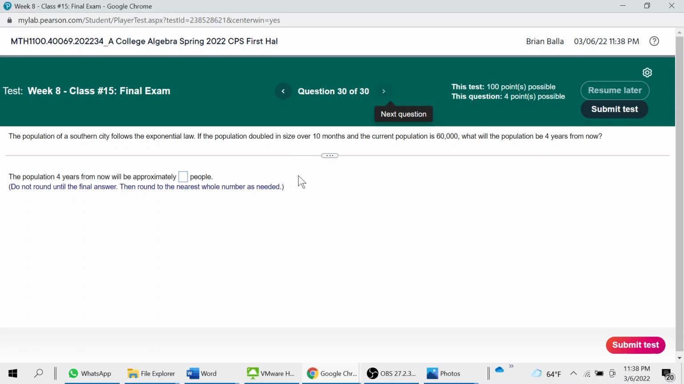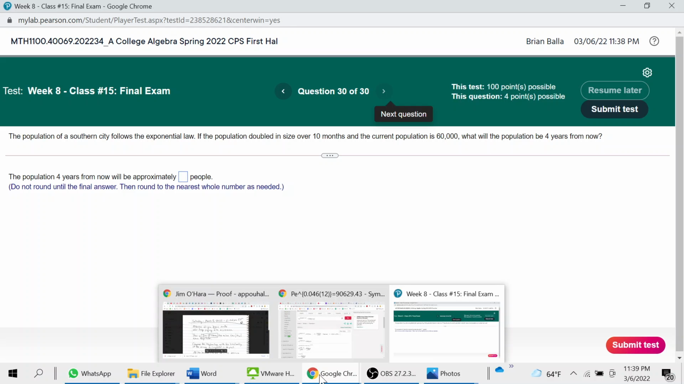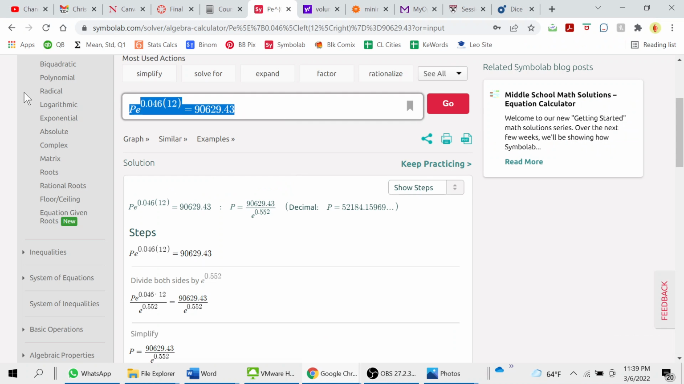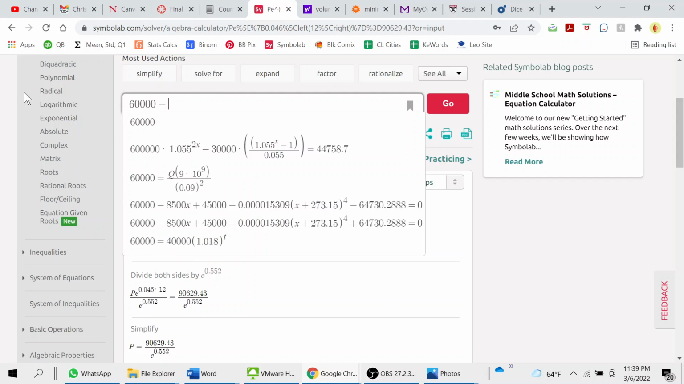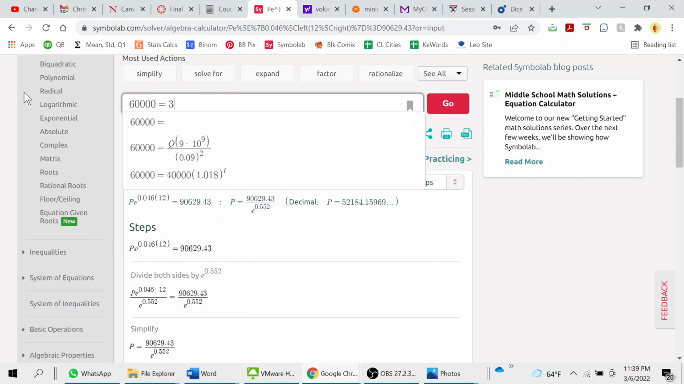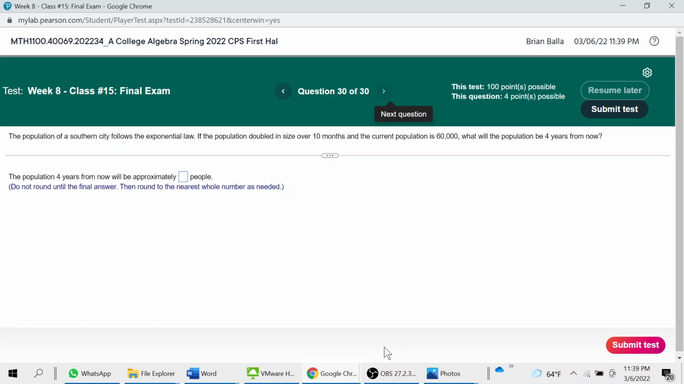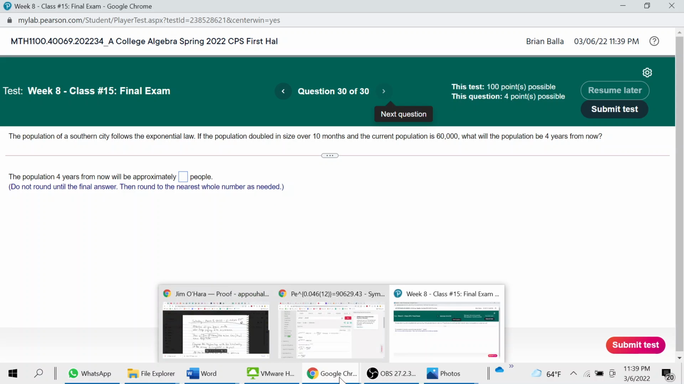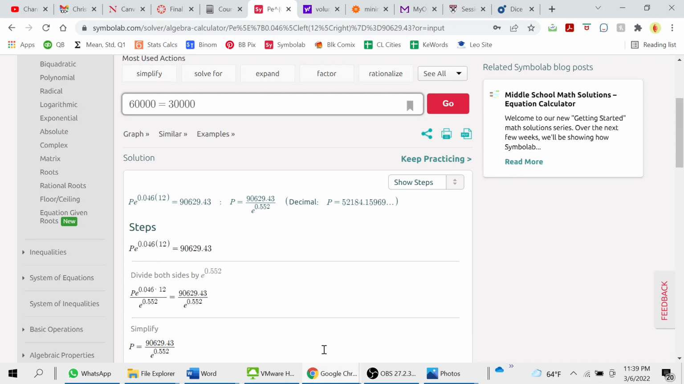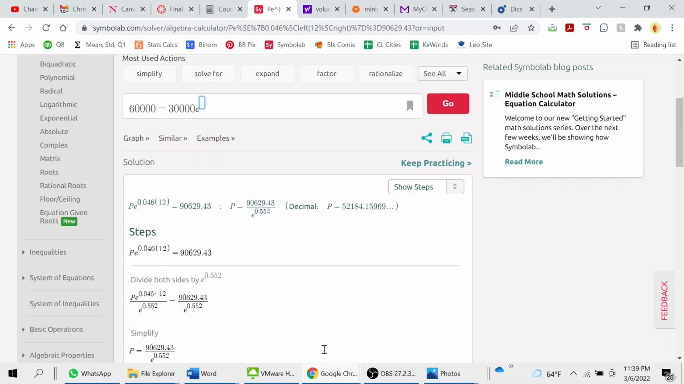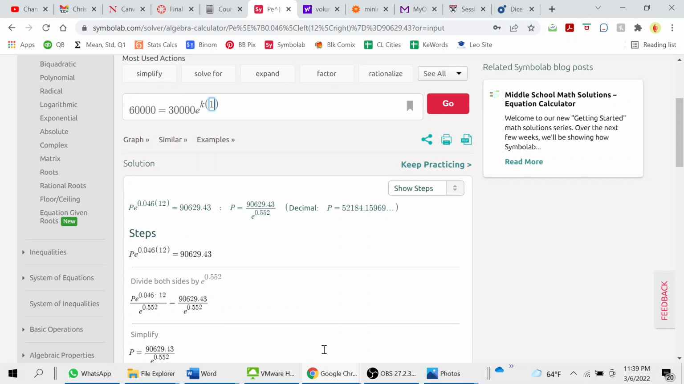Exponential law. If a population doubled in size over 10 months, and the current population is 60,000, okay. It doubled in size over, okay. 60,000, and doubles in size, so that means it was originally 30,000. Okay. E to the k, 10 months.